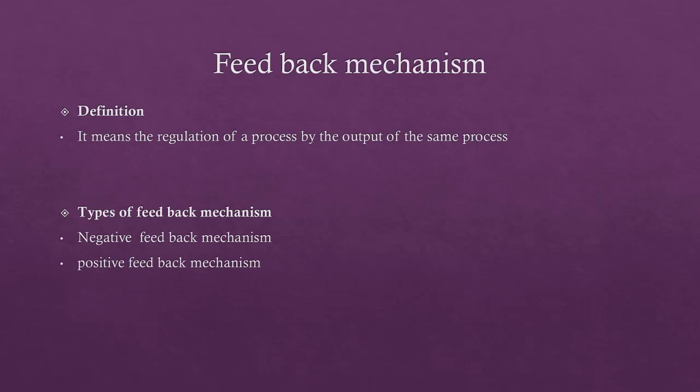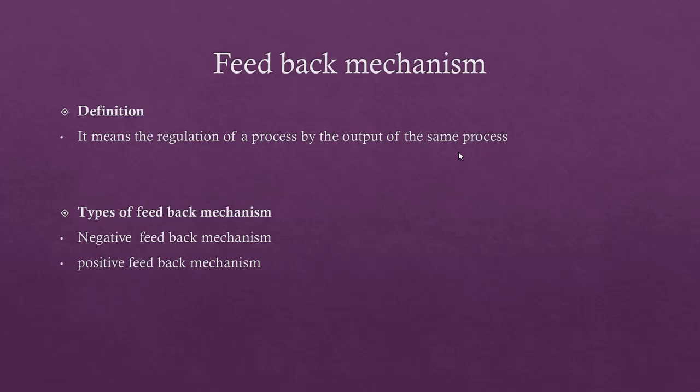Feedback mechanism. First of all, we will see the definition. It means the regulation of a process by the output of the same process. Actually students, endocrine glands don't secrete their hormones at a constant rate. The rate varies with the needs of the body.